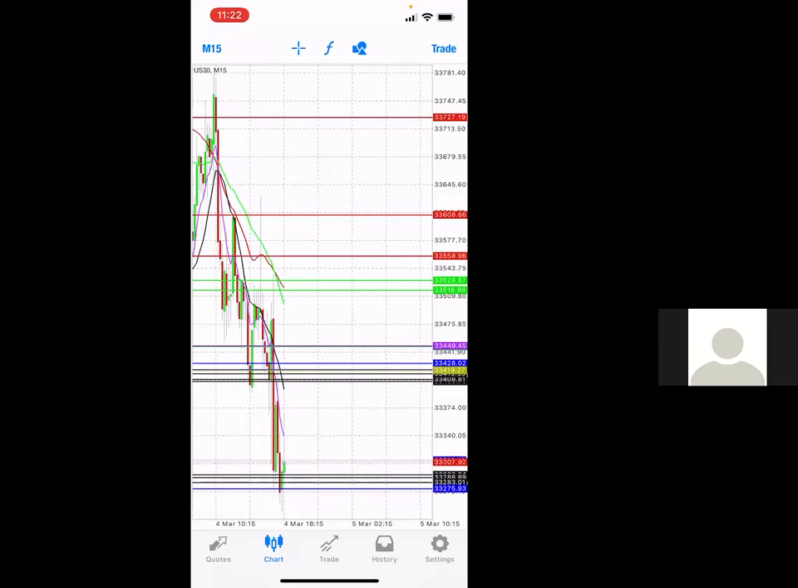I have a prop account, so it's not my money. Oh, yeah. Okay. The most I can lose, say I got a $50,000 account, the most I can lose on a day is $2,500. So if I hold a trade, typically I try not to lose more than like $700 on a given trade. That's just me personally.